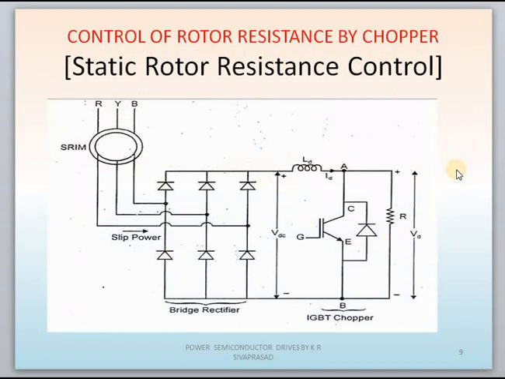Next one is control of rotor resistance by chopper, or you can say static rotor resistance control. This is the circuit diagram. You see here the SRIM, that is the slip ring induction motor. Stator terminals are connected to a 3-phase supply and rotor terminals are connected to a bridge rectifier, and next it is connected to a DC link to produce an almost constant current to the chopper and a resistance. These two are connected in shunt with the remaining DC link terminals.